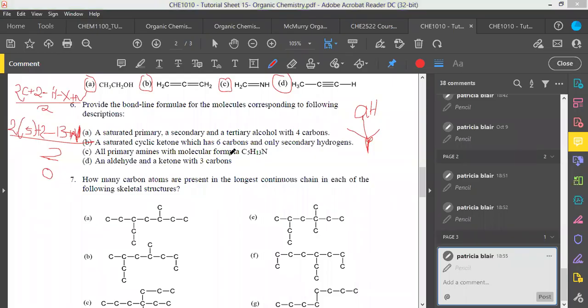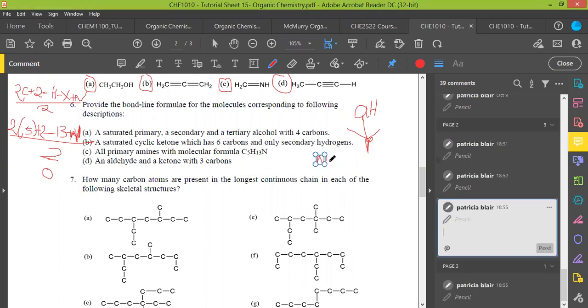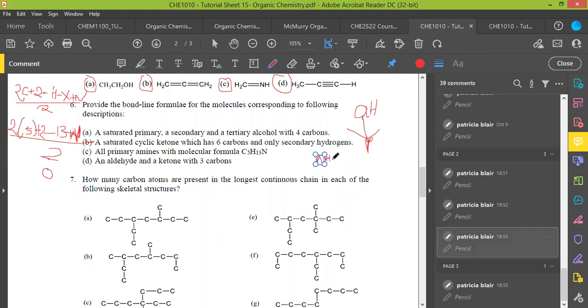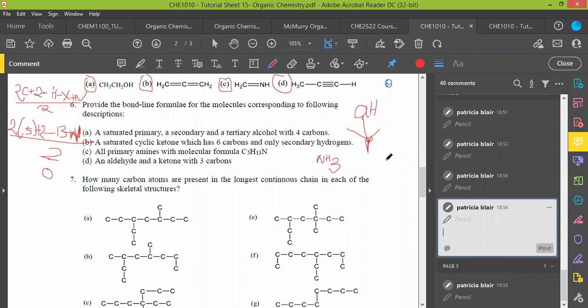We were on primary amines that have this particular formula. So primary amines, this amine group, the NH3 group, is actually the amine group. So this is to be a primary amine.